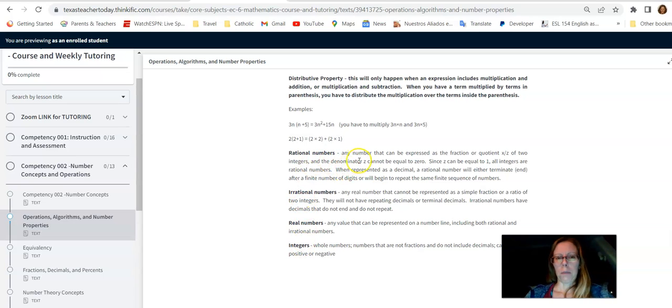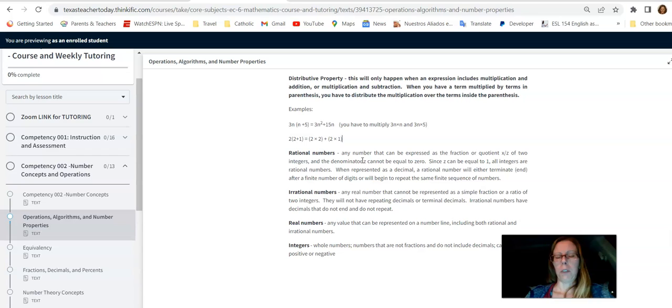So a rational number can be expressed as a fraction or a quotient. So like 1 divided by 2, 1/2. The denominator, the bottom number, cannot be equal to 0. So all integers are rational numbers, and integers are whole numbers, positive and negative. So rational numbers could be positive or negative whole numbers. They could be anything represented as a fraction or a quotient.